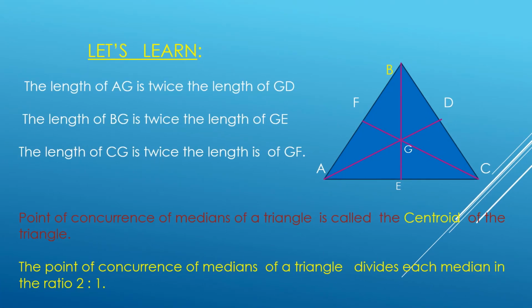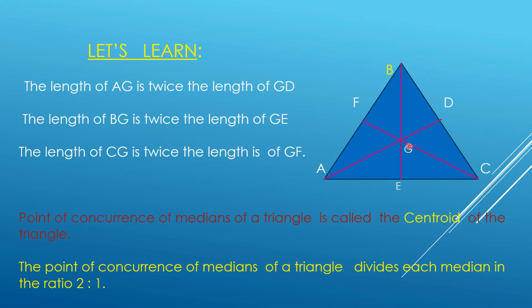Let's learn the conditions of a median of a triangle. In triangle ABC, segment AD, segment CF and segment BE are the three medians of the triangle. The three medians intersect at the point G. The length of AG is twice the length of GD, the length of BG is twice the length of GE, and the length of CG is twice the length of GF.